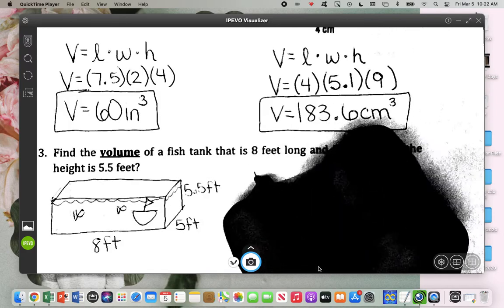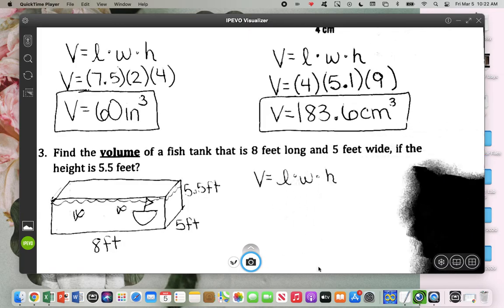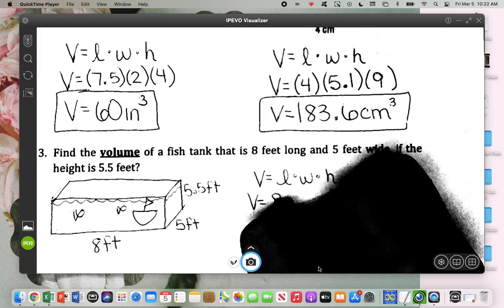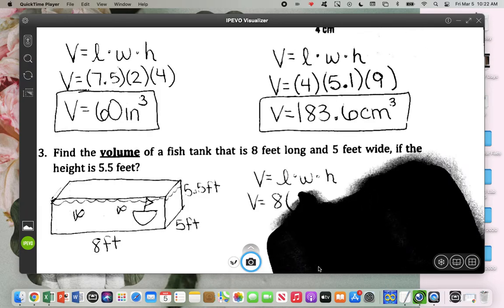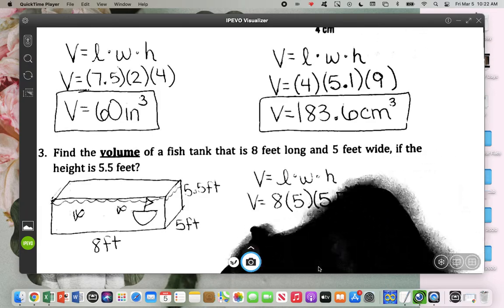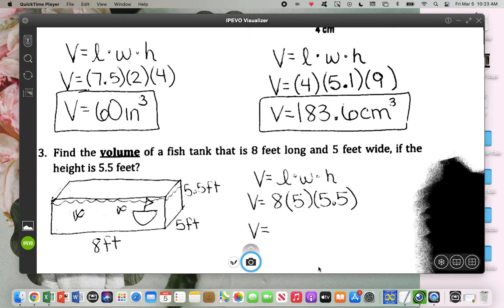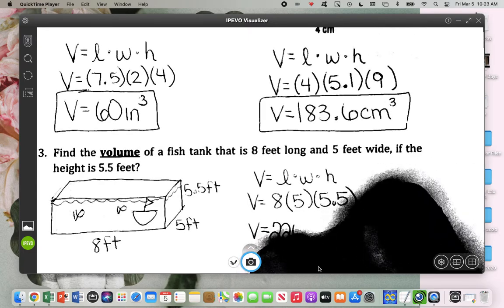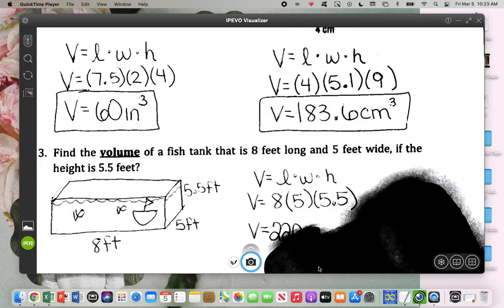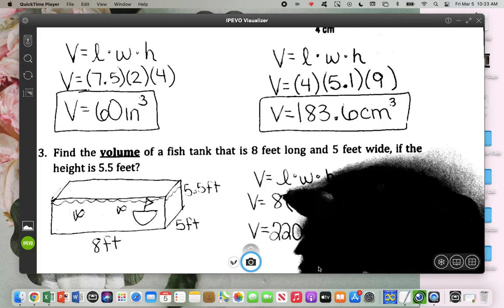So for our volume, we are going to do length times width times height. So 8 times 5 times 5.5. Do we get a whole number or a decimal here? Whole number. What is that whole number, Jonathan? 220. All right, 220, and my label is feet cubed.